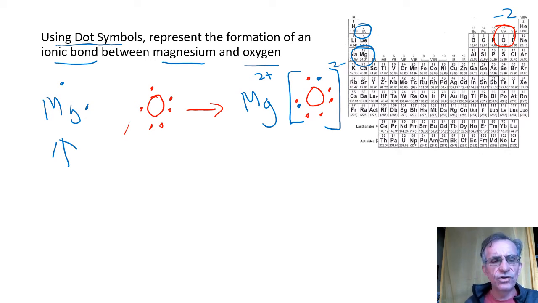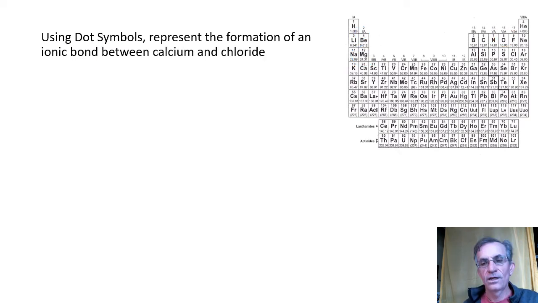All right, let's do one final example of trying to understand ionic bonding. Let's pretend we've got a calcium in the world, and it's going to join up with the chloride. So calcium and chloride getting together.